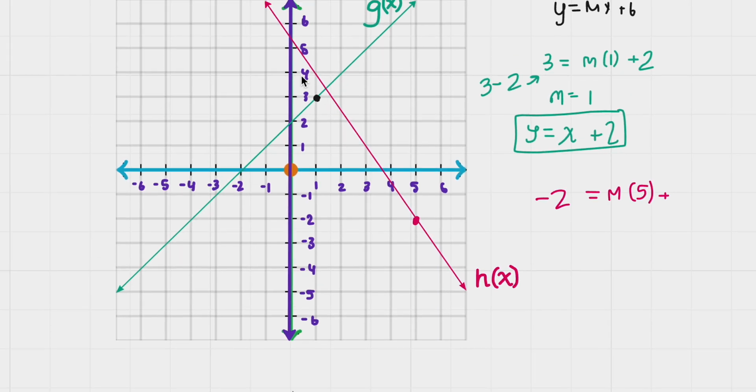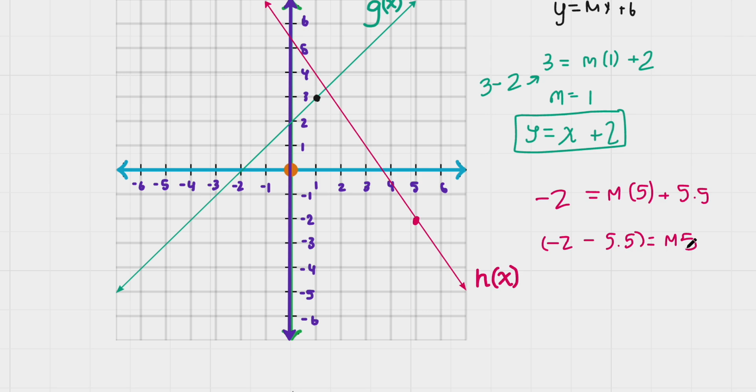So b here, it's not really exact, but it kind of goes through 5.5, like we can approximate that. And so we have negative 2 minus 5.5 is equal to m times 5. And in this case, we are going to be getting a negative slope.